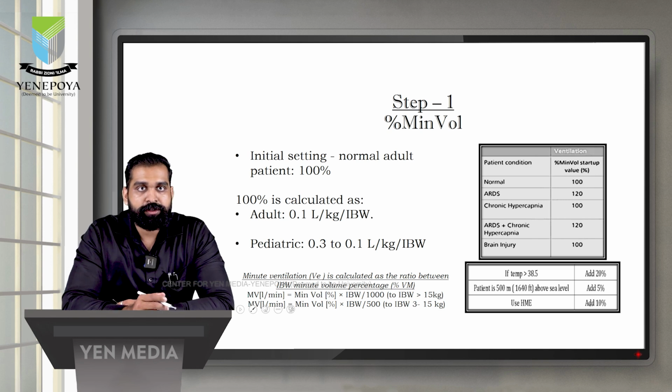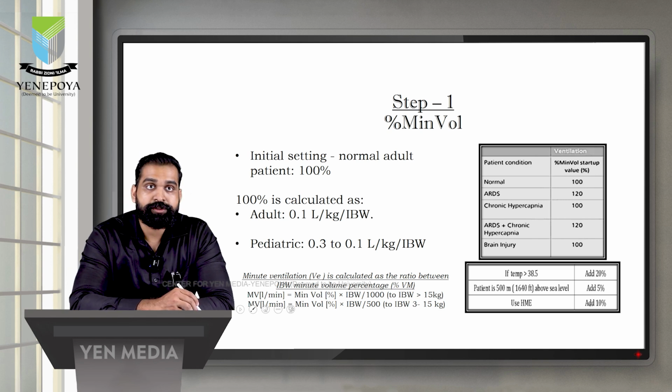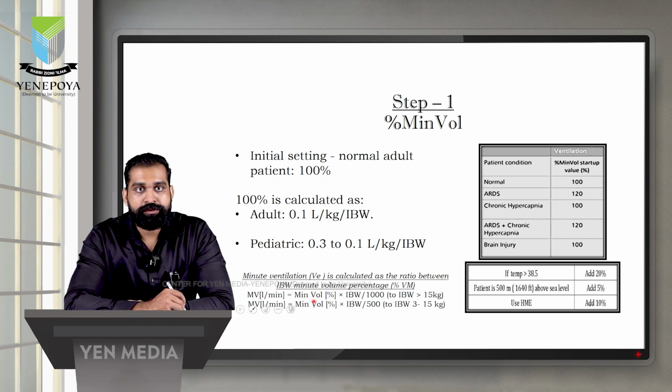Now, if you wish to convert the percent minute volume setting into minute volume in liters per minute, you can use the following equation, where the minute volume is multiplied by the ideal body weight and then it is divided by 1000.